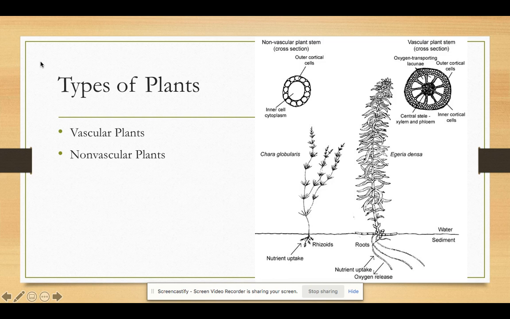All right, guys, so today we're going to talk about the different types of plants, and the two types of plants include vascular plants and non-vascular plants. If you look at the cross section of the stem, the non-vascular plants are not as complex as our vascular plants, which have vascular tissue. So they're going to be much more complex, whereas the other ones are very simple.